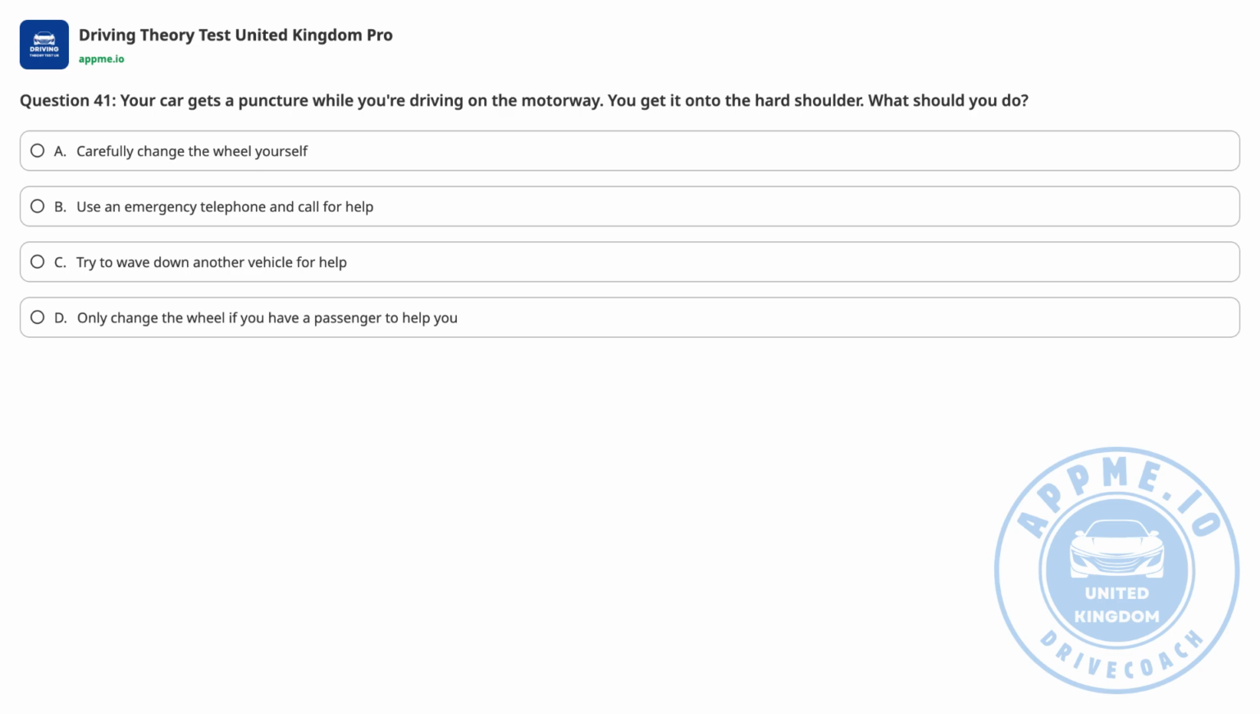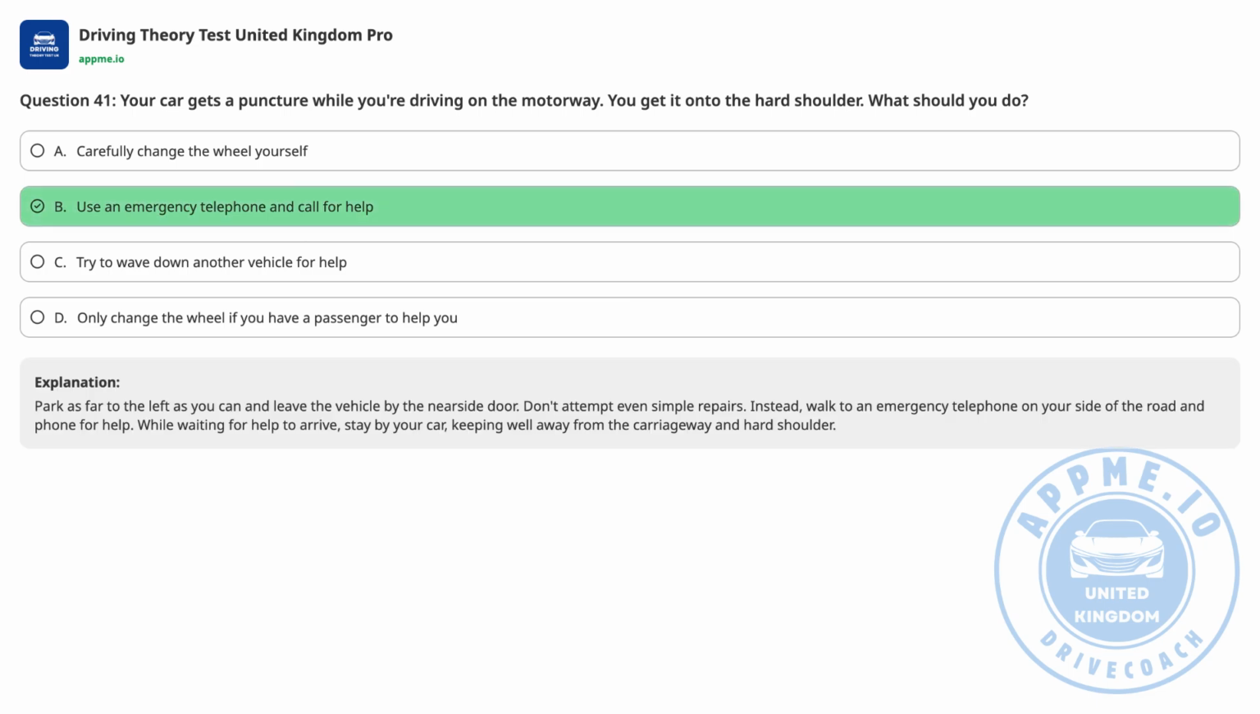Question 41. Your car gets a puncture while you're driving on the motorway. You get it onto the hard shoulder. What should you do? A. Carefully change the wheel yourself. B. Use an emergency telephone and call for help. C. Try to wave down another vehicle for help. D. Only change the wheel if you have a passenger to help you. The correct answer is B.